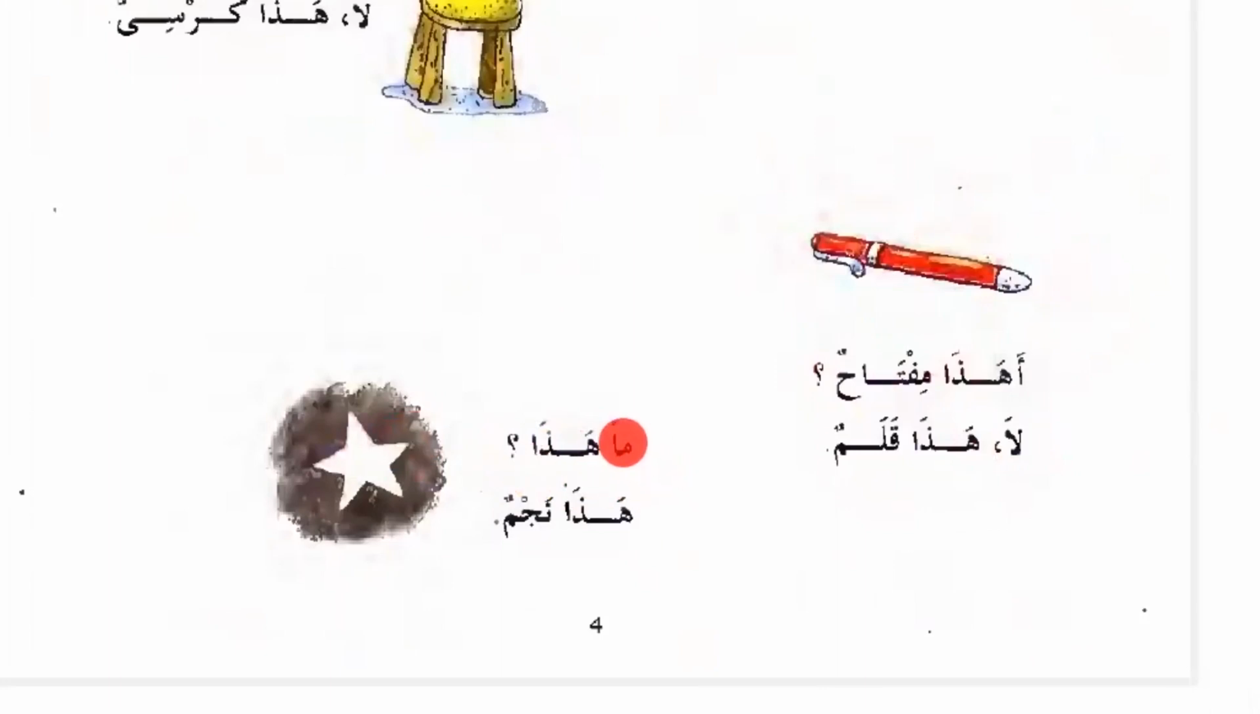So you see, ma, we said ma means what? So ma haza, what is this? Haza najmun. This is a star. Najmun is called star. So you can see we have Surah Najm.